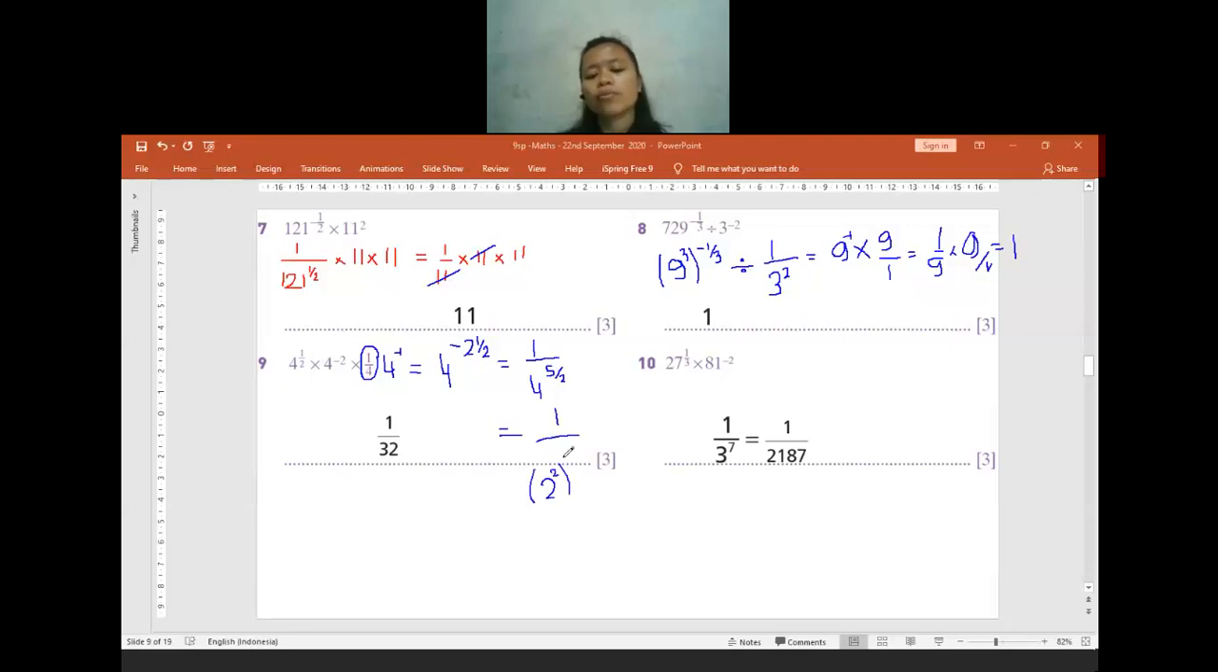For the number 4, you can change it into 2 to the power of 2. So later on, it will equal 2 to the power of 2 to the power of 5 per 2. You can simplify the power by multiplying them. It will be 1 per 2 to the power of 5, which equals 1 per 32.